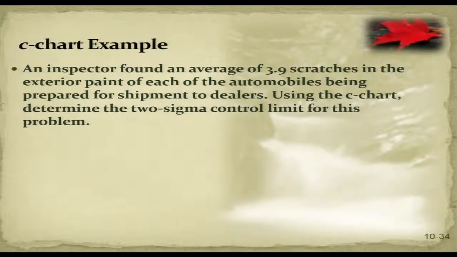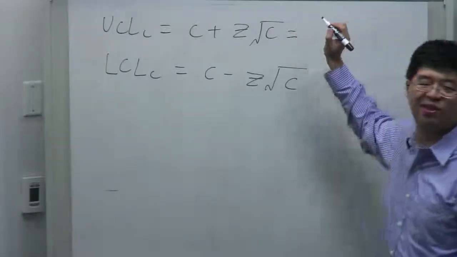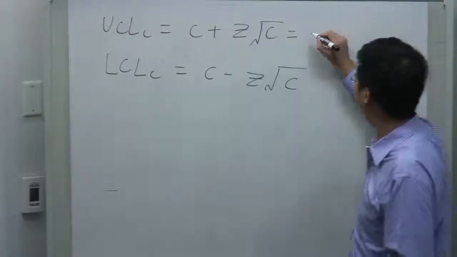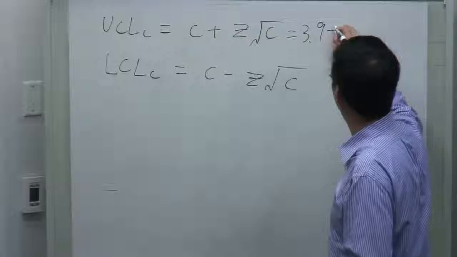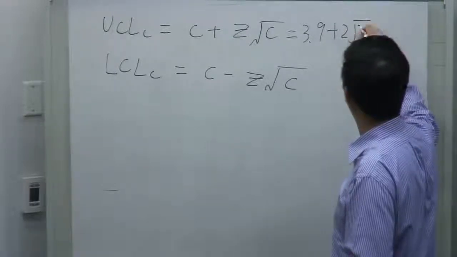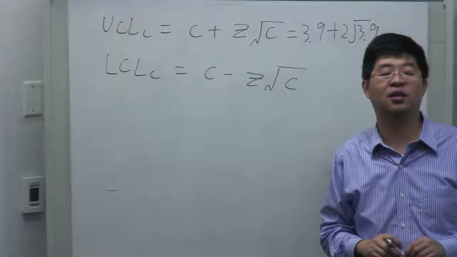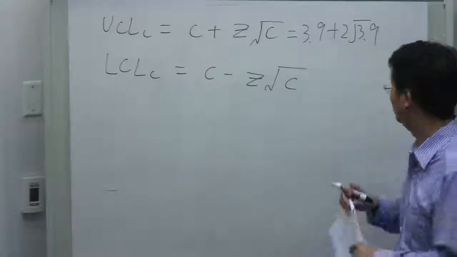My students have already finished this question. Any volunteer can tell me how to build the upper control limit? Anyone? 3.9 plus 2 times the square root of 3.9. That's great. What's the final number you got? 7.85.